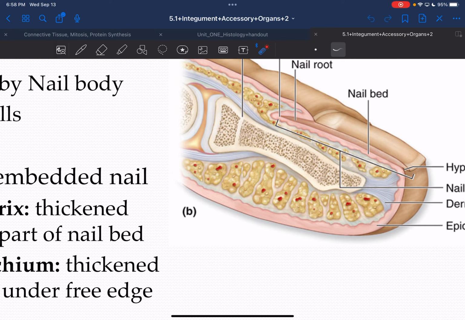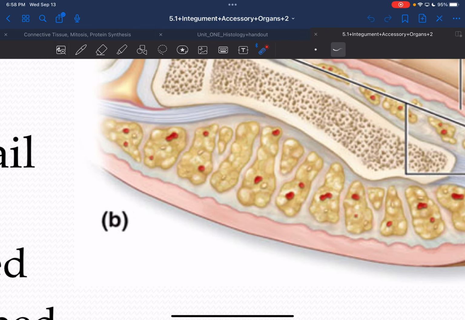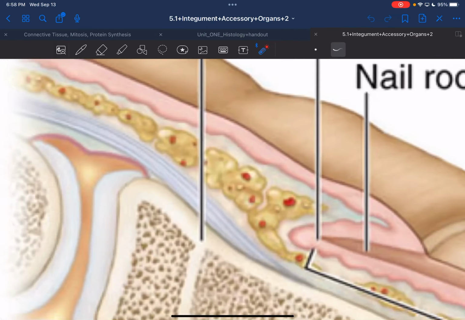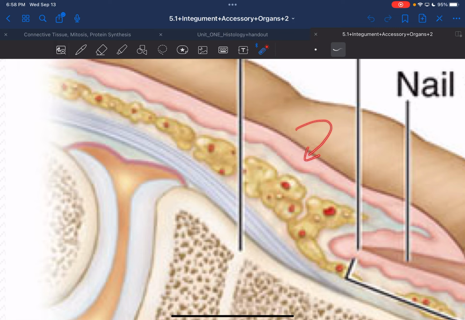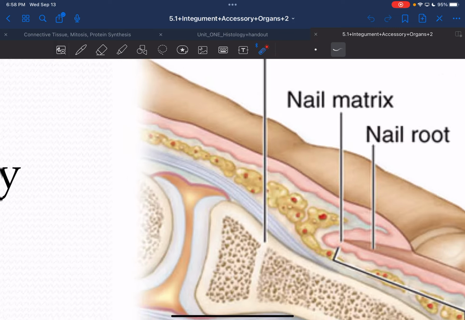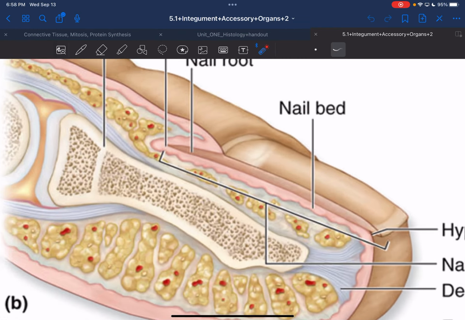I heard it back there. Osteocytes. What are these little yellow globes that I keep saying? Yellow globes represent fat cells. So what are these? Adipose. And then here on the skin, what's the epithelial tissue at the top? Stratified squamous.